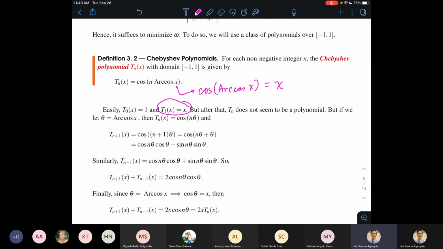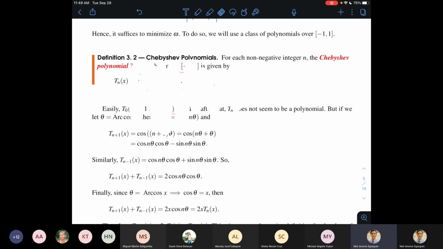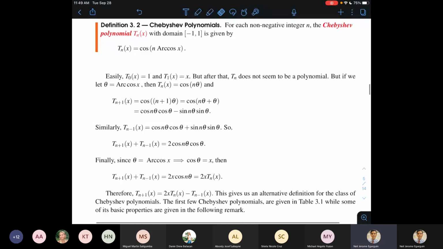But after that, T sub n doesn't seem to be a polynomial because if you look at it, cosine siya ng n r cosine. So parang hindi naman siya polynomial for n greater than or equal to 2. Okay? But actually, there's a quick recursive trick that will show us indeed these are polynomials. Okay? Now, for that, we will let theta to be equal to r cosine of x. So ibig sabihin, shortcut, yung T sub n, cosine of n theta lang.